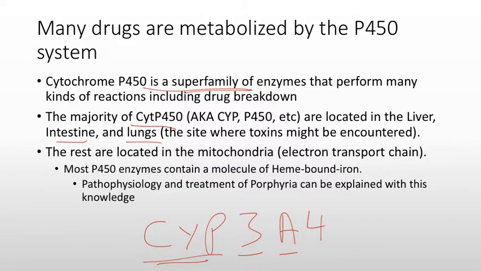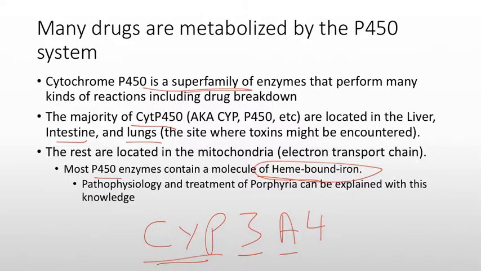So if you just think anything that has contact with the outside world, that's cytochrome P450, and then the small amount that is left, the really tiny amount of P450 that is left in your body, is going to be all within the mitochondria of every single living cell in your body. So the mitochondria have cytochrome P450 as part of the electron transport chain. And most P450 enzymes have a heme-bound iron molecule.